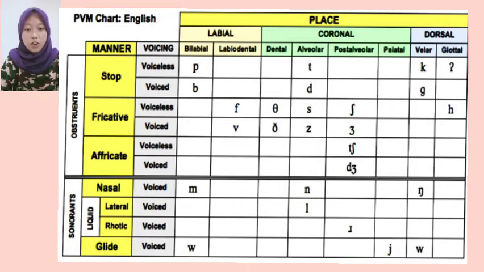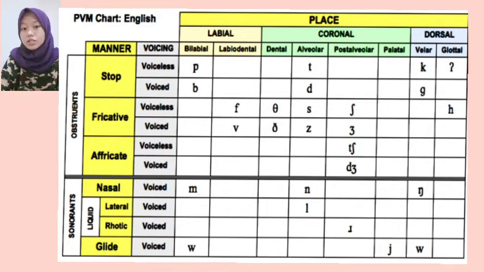Meanwhile, in voiced, there are only 4 sounds. The first sound is v, and then th, and then z, and then the last one is zh.